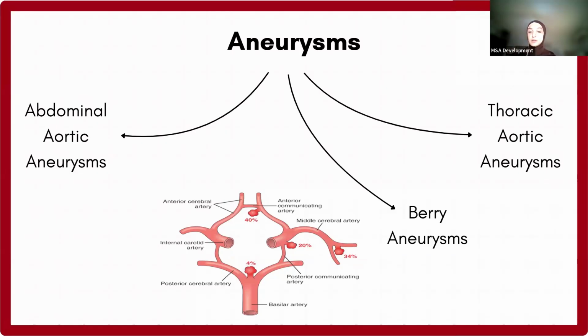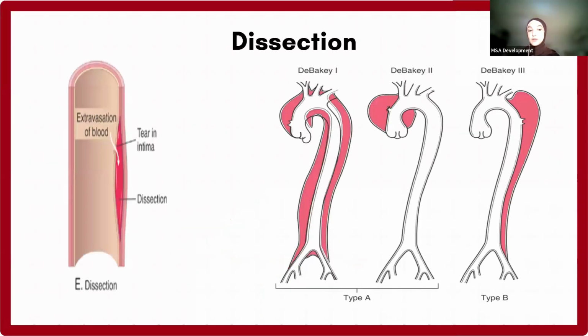So just keep them in mind in terms of most common to least common, and you don't have to mind the percentages. Okay. Now, dissection, as we mentioned before, is just extravasation of blood through one layer, because there's a tear in one layer.